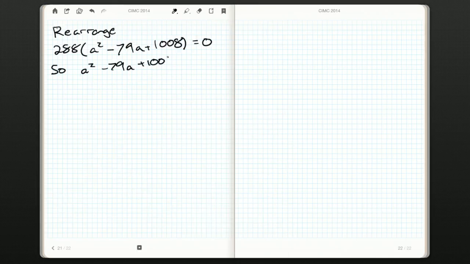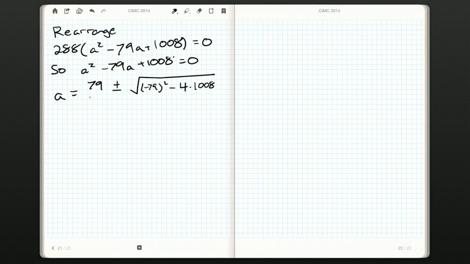So one of these two things has to be 0, because you can't multiply two non-zero things and get 0. 288 is definitely not 0. So we can say a squared minus 79a plus 1008 equals 0. So quadratic formula, a equals negative b plus or minus the square root of b squared minus 4ac. So 4a, so that's 1c, 1008, all over 2a. So that's just going to be 2 right now.